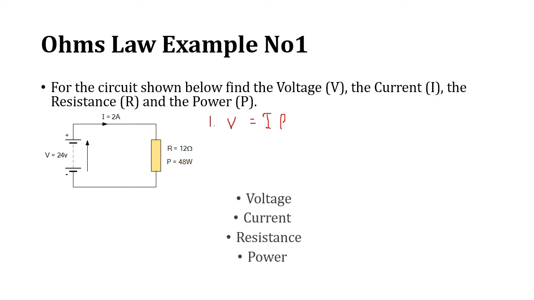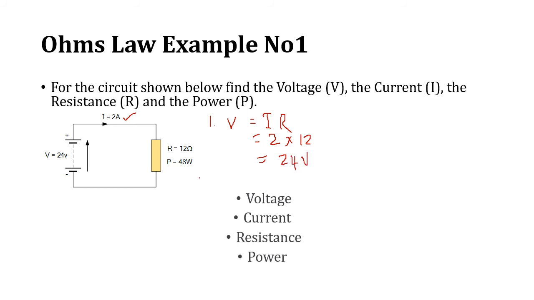So according to Ohm's law, there is a relationship to find out the voltage V, that will be equal to I into R. Here the current flowing through the circuit is already given, 2 ampere. So the current is 2 ampere and the resistance value R we also know, 12 ohms. So that will be equal to 24 volts.